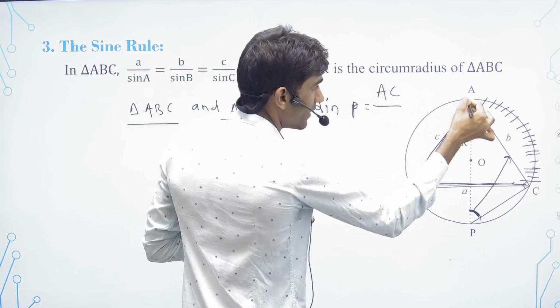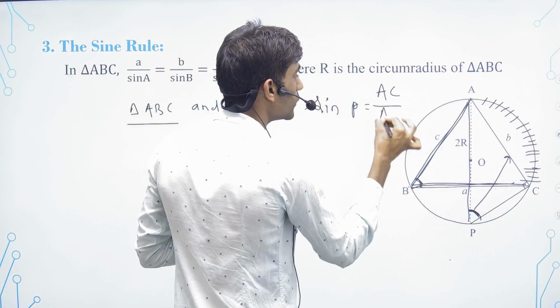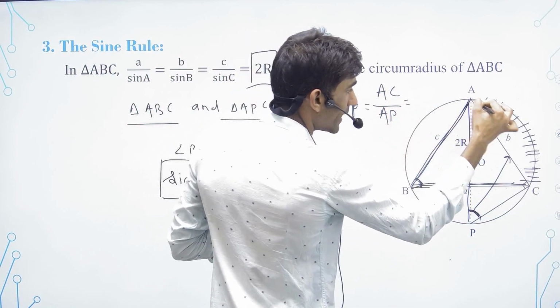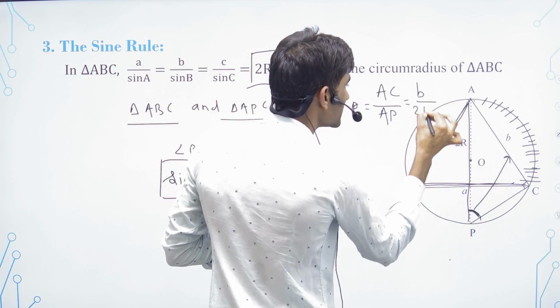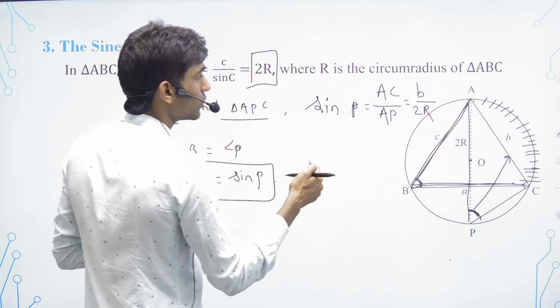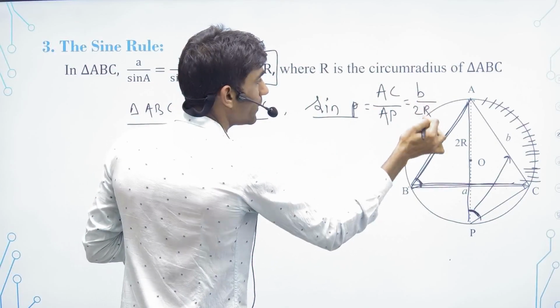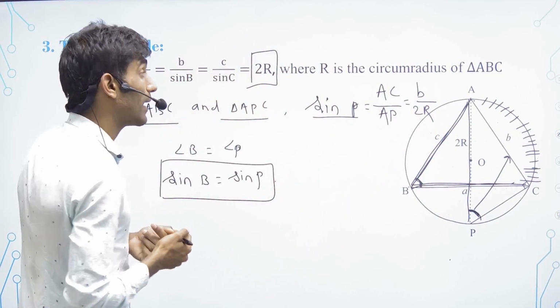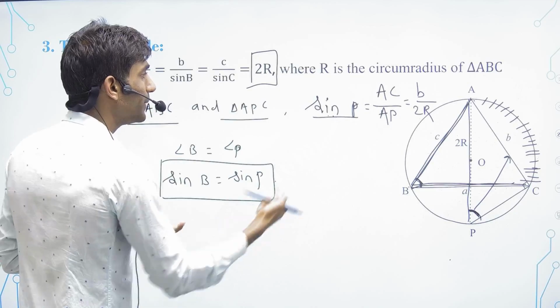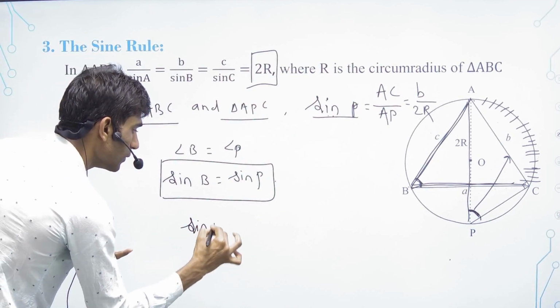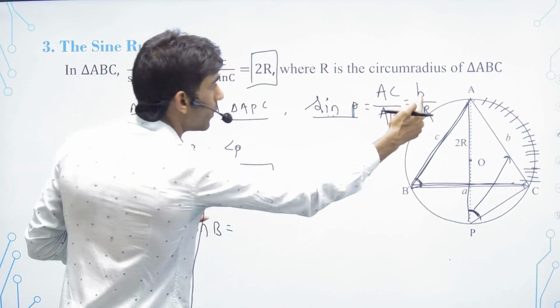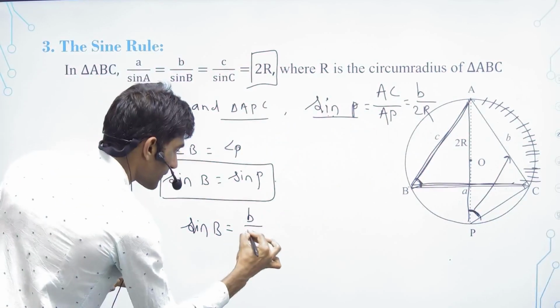Upon hypotenuse, which is the AP. Very good. So what is the value for AC, which is B, and AP, which is 2 times radii? Okay. So we have sine P, which is equal to B upon 2R. But what is the value for sine P, which is sine B here? So sine B is equal to B upon 2R.